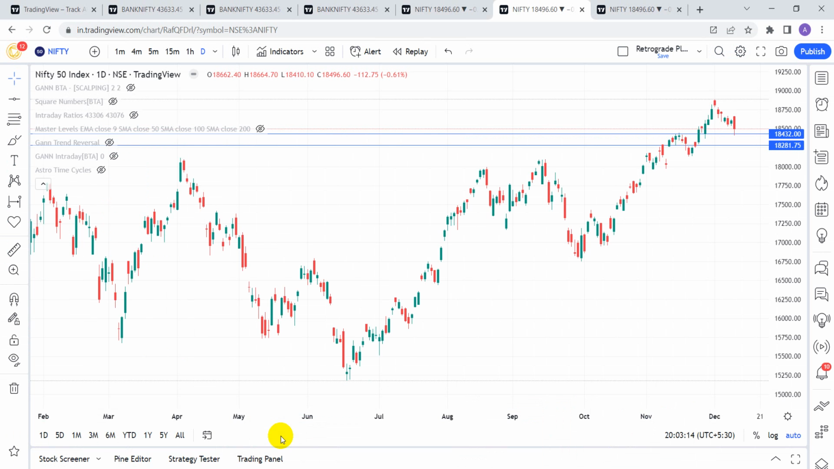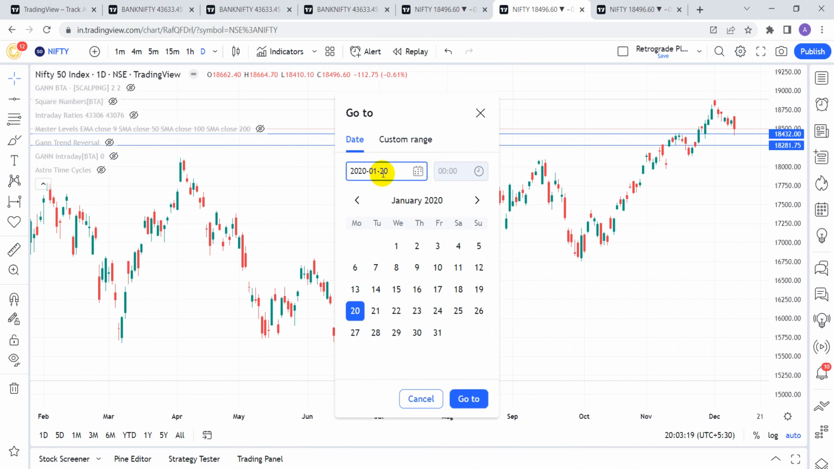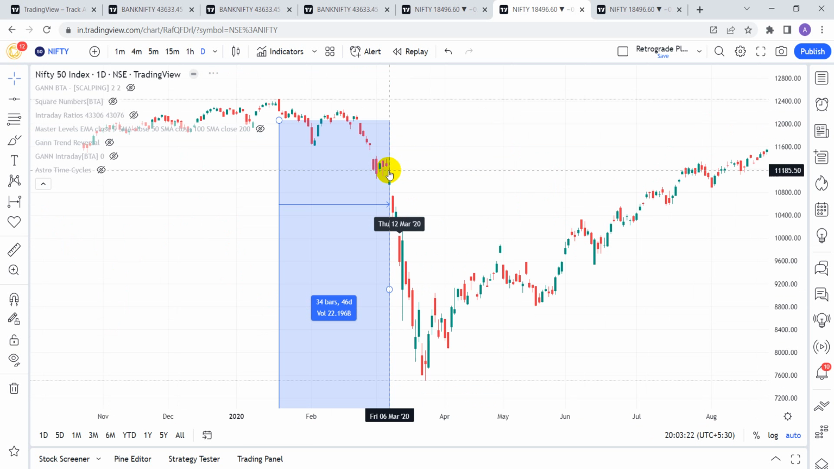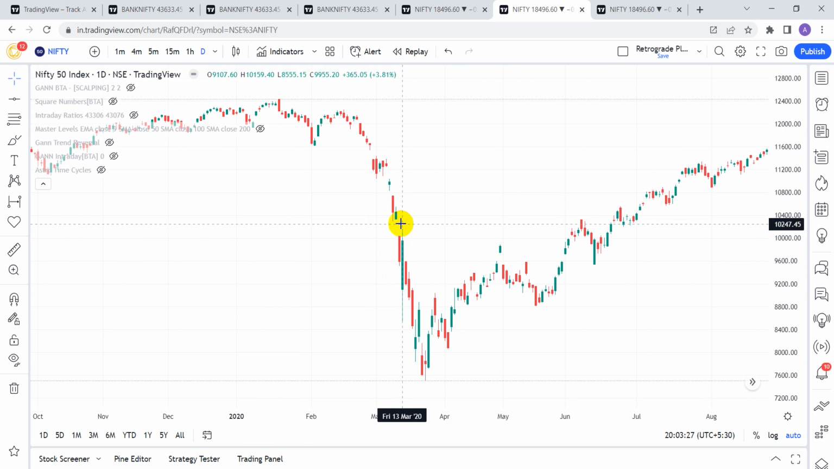Let's quickly check what happened on 12th March 2020. I'll just put 03 and 12. What happened on 12th March 2020? I think 12th was a holiday. Yeah, 12th was a top of the market. And if you remember, on 13th March we opened 10% gap down. The close on 12th was 9490, and in the first 10 minutes Nifty was lower circuited, so it was down 10%.